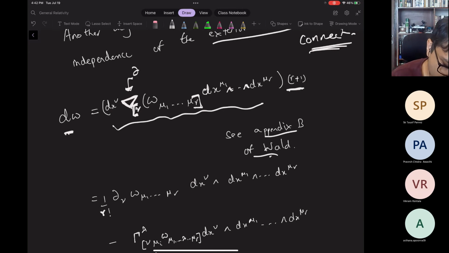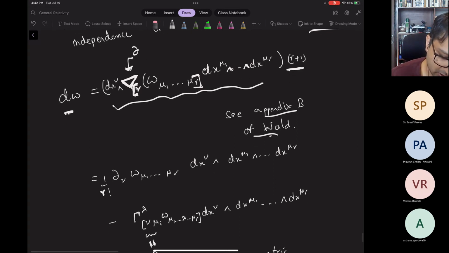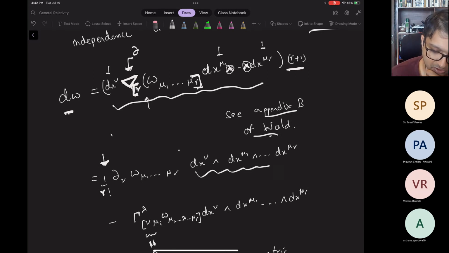I think you want dx nu wedge all of this. Oh, sorry, here these are just tensor products. And what I told you earlier is that by definition this anti-symmetrization has a 1 by r factorial in it. And you can either anti-symmetrize over these indices or you can take a wedge product of these objects. So instead you take a wedge product of these objects.